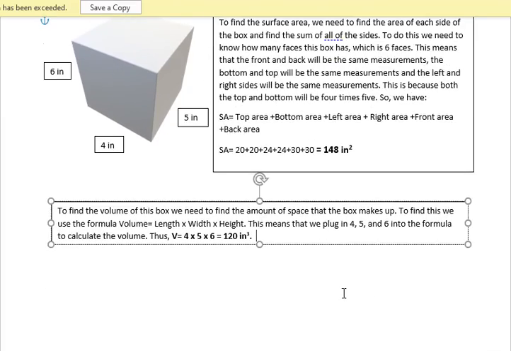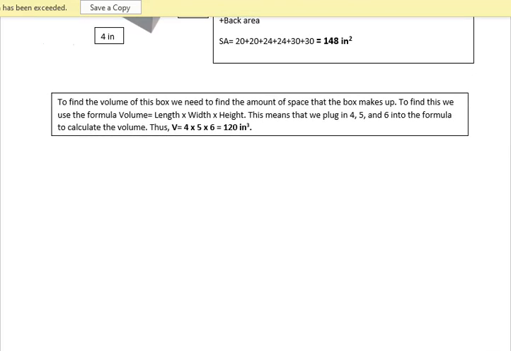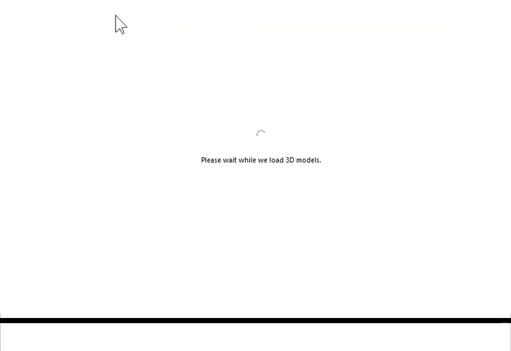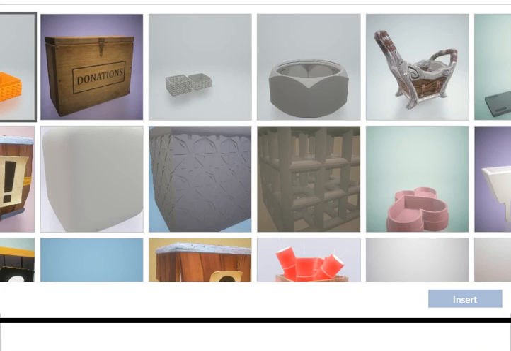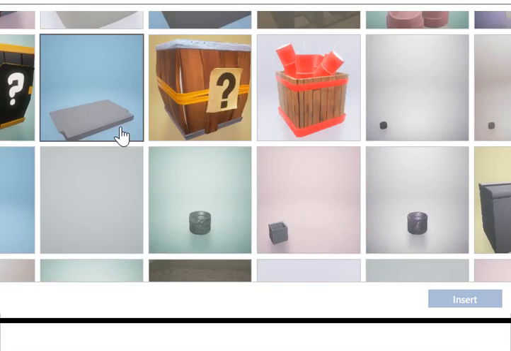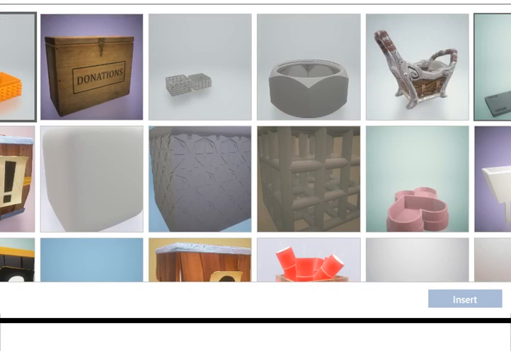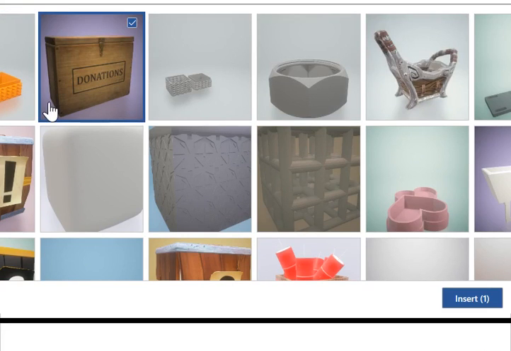So I'm going to draw another square here that I want you guys to pause the video and try to tell me what the volume and surface area is. Let's say we're going to go with this box.